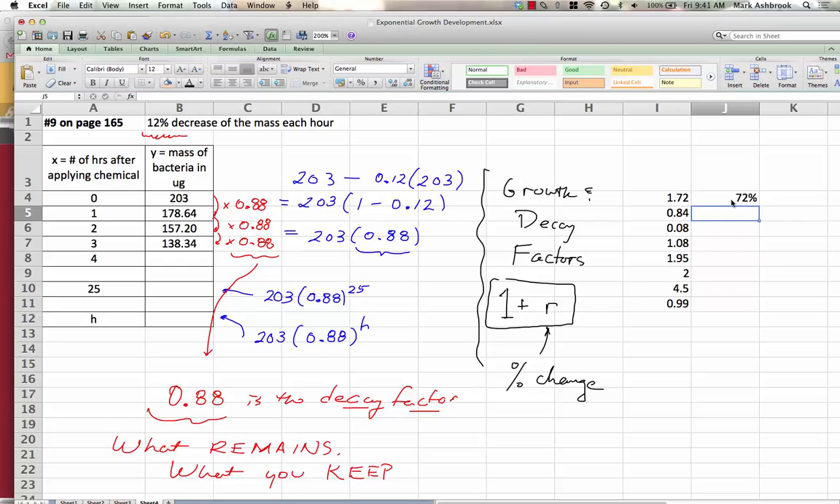When you look at the 1.72, you'll see the 1. What's the 1 mean? What it had, yeah, it kept what it had, and then you looked at 0.72 is how much it went up, right? So you have the 1 from before plus 0.72 is how much it went up. All right, 0.84.